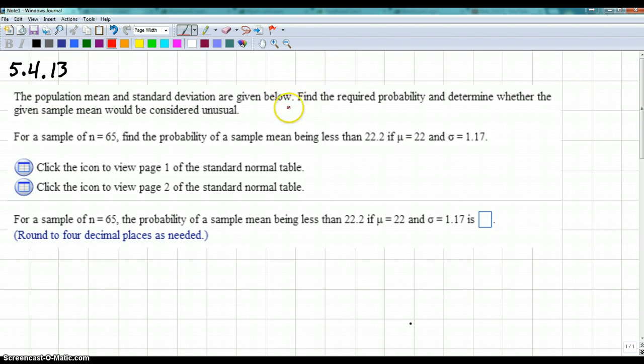In order to use the central limit theorem, we have to determine if this particular problem falls within that realm. And we're going to look at the sample size. Since n is equal to 65, we know that we can use the central limit theorem since it is greater than or equal to a sample size of 30.